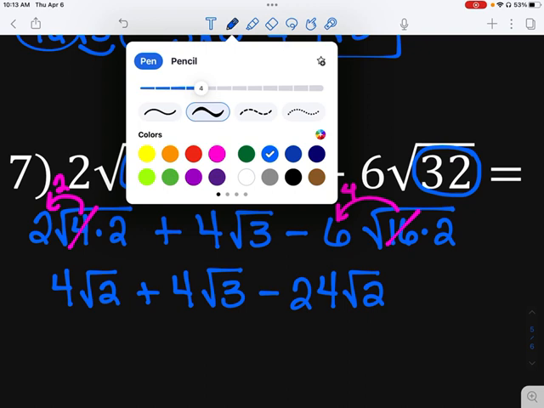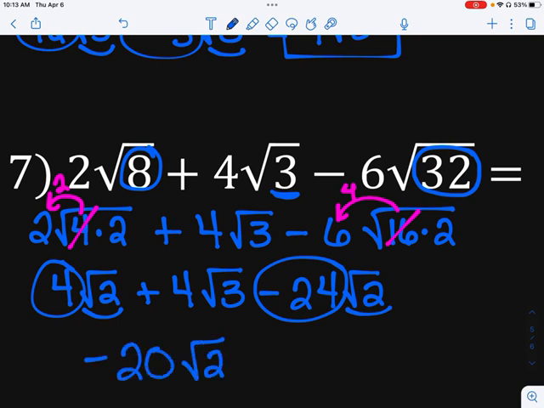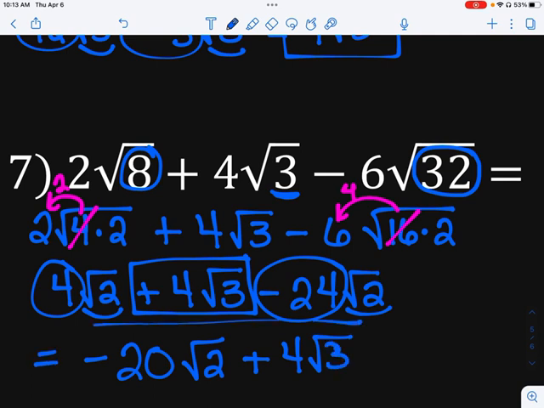Now I look for like radicals. So I notice I have a 2 and a 2. So those can go together. So now I'm going to take 4 minus 24. So 4 minus 24 is negative 20 square root of 2. This here in the middle, the square root of 3, is not like to those. So it is just going to tag along. So I end up having negative 20 square root of 2 plus 4 square root of 3.